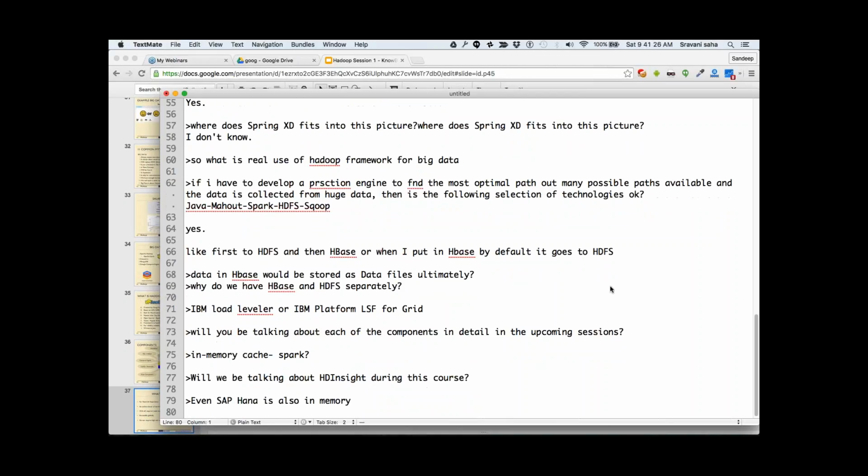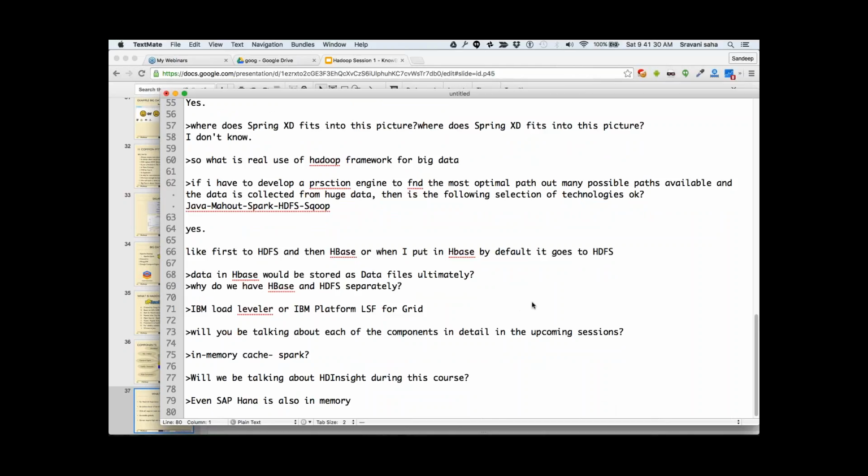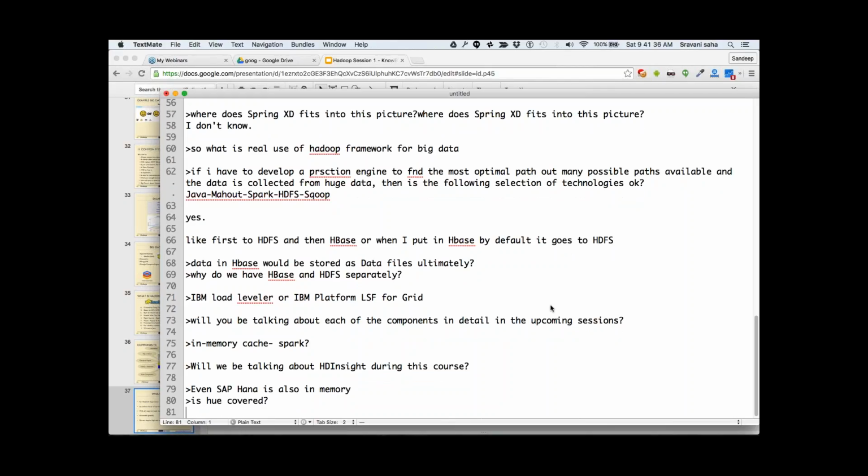So Krishna is saying even SAP HANA is also in memory. Okay. So Sindhu is saying yes. Is Hue covered? Yes. We cover Hue, as Hue is a great tool via which you can use other components. All right. We will show you quickly today if time permits.